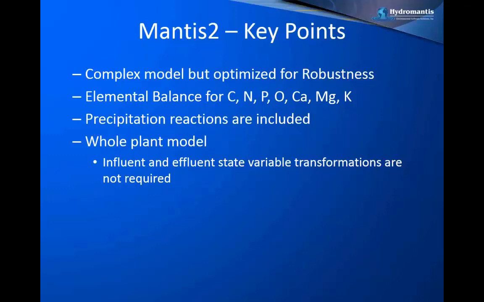Also, we talked about different balances in ADM1, and the MantisAD model actually uses the elemental balance for carbon, nitrogen, phosphorus, oxygen, calcium, magnesium, and potassium. And as we know, as we go forward, there are more and more needs for keeping track of more and more compounds in the total overall mass balance of the waste at different stages of the wastewater treatment plant. So, for example, if we are interested in struvite precipitation, we also want to keep track of magnesium, and MantisAD actually provides you the flexibility to do that.